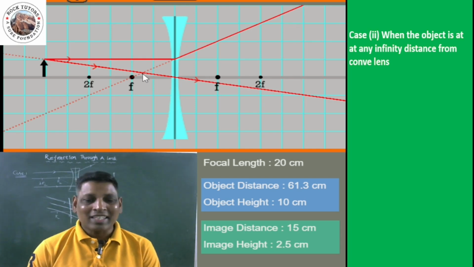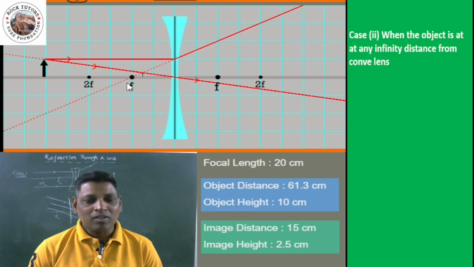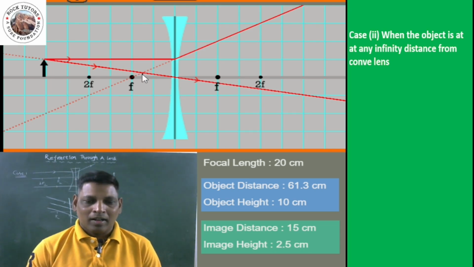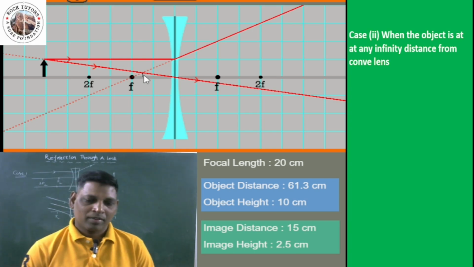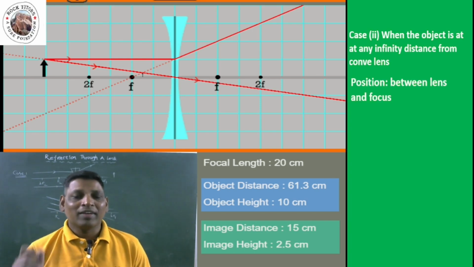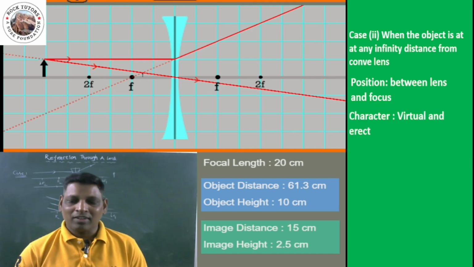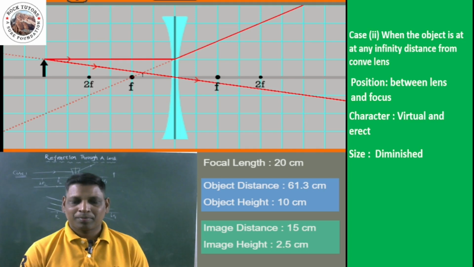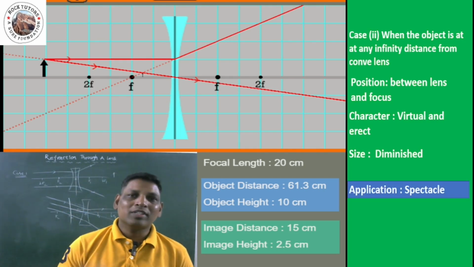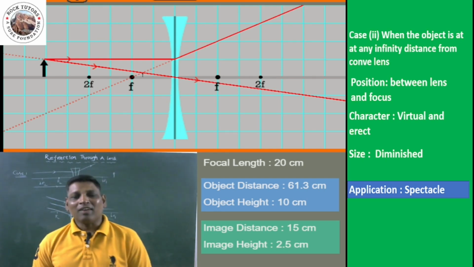This image is a virtual image, formed between the lens and the focus. Character: virtual and erect. Position: between lens and focus. Size: diminished, small size. Application: we use this in spectacles. This is about the concave lens.